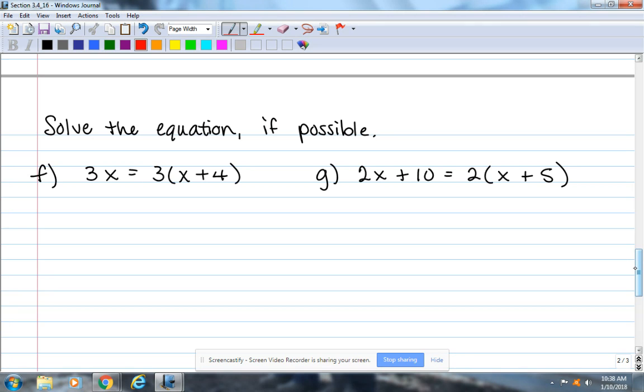So copy down problem F, if you haven't already, 3x equals 3 parentheses x plus 4. Now, we're going to treat it like it's possible, right? So we just start working it. So what will we do to work out problem F here? We're going to distribute. And we're going to get 3x equals 3x plus 12. Right? Then what will we do? Subtract 3x to get our x's together.